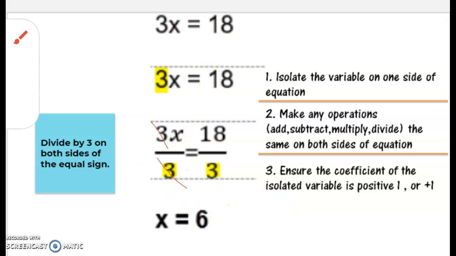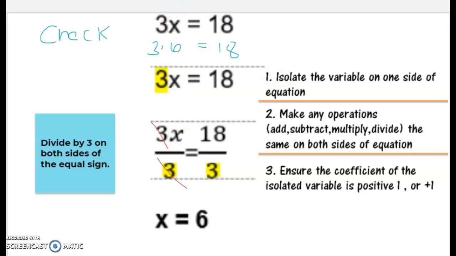You can always check your work by just plugging in the answer you got in the variable's place. So 3 times 6 is actually 18. So I know that that's correct. So all I'm doing is substituting this 6 in the place of x to see if it works.